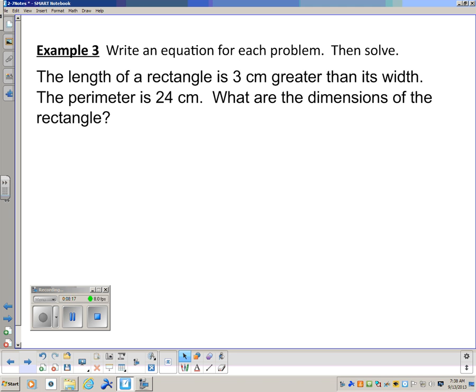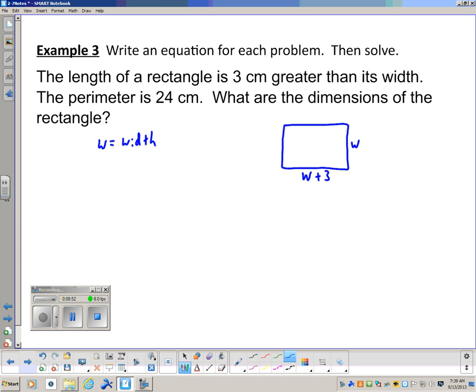So example 3, same type of questions here, but this time the length of a rectangle is 3 centimeters greater than its width. The perimeter is 24. What are the dimensions of the rectangle? So for one like this, I like to kind of draw a picture. And it says, here's my rectangle, and it says the length is 3 centimeters greater than its width. So I'm going to call this my width, and then the length here is 3 centimeters greater, so that means W plus 3. So I could say W equals my width. My length of my rectangle here is W plus 3.